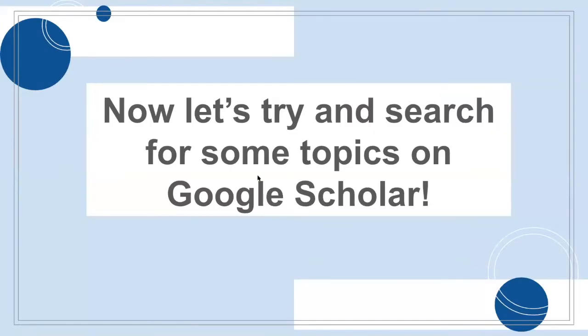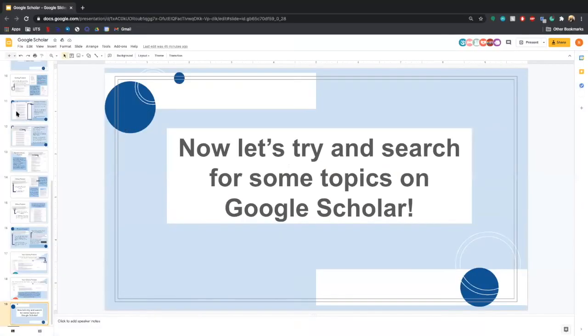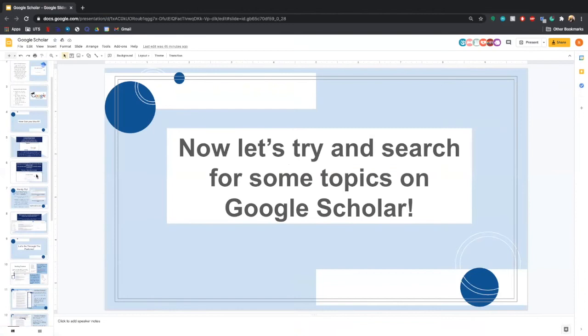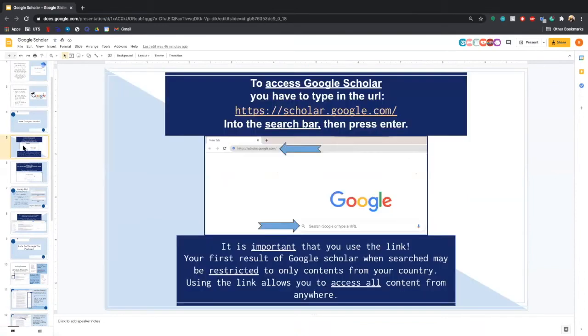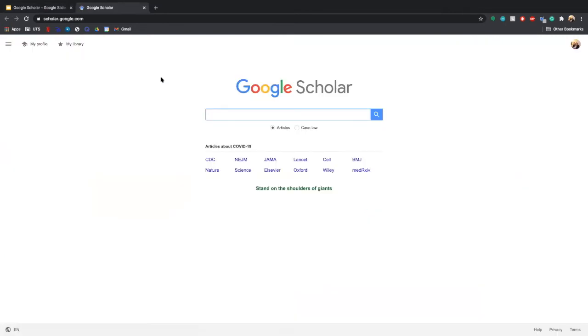So now let's try and search for some topics on Google Scholar. The first step to getting to Google Scholar is, as I mentioned, accessing the site, and make sure to use this link here. Once you click on the link, this page will come up, and the first thing that you want to do is search something into the search bar.